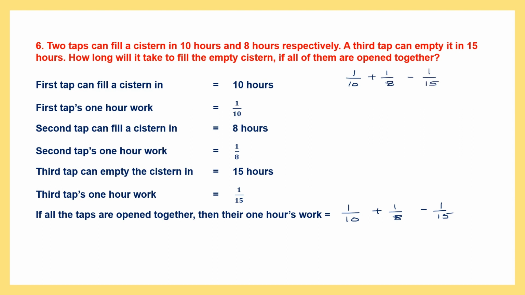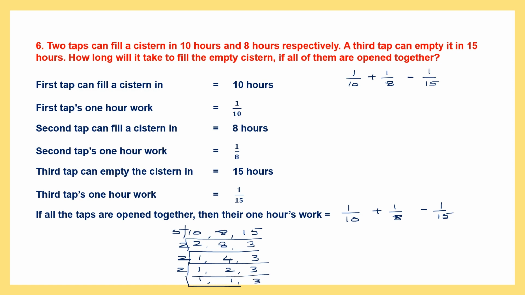We need to find the LCM. So let's find the LCM here. 10, 8 and 15. Let's begin with 5. 5 2s are 10. Bring down 8. 5 3s are 15. Now let's use 2. 2 1s are 2. 2 4s are 8. And then we bring down 3. Let's continue to use 2. So here it will be 1, 2 2s are 4. Bring down 3. Now we have to use 2 again. So this is 1, 1 and 3. So now we have to use 3. And then we get it all as 1.